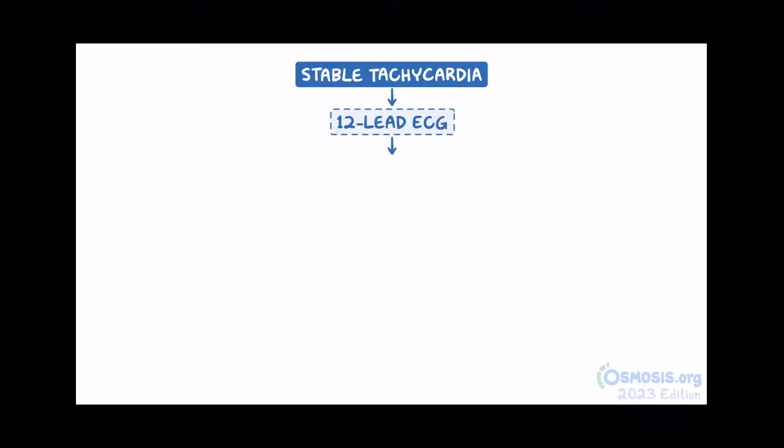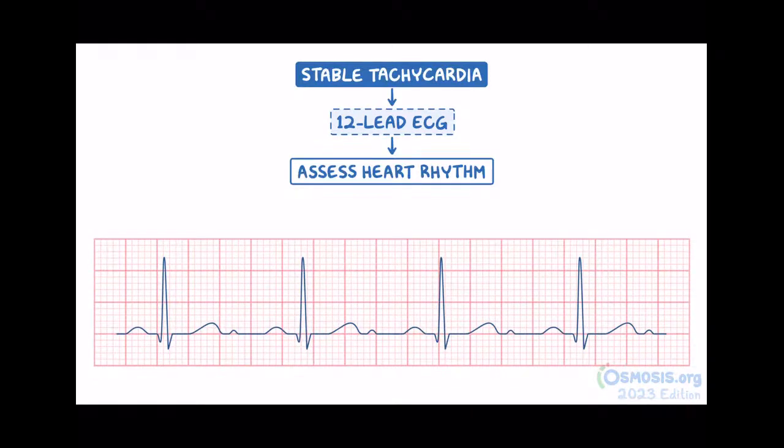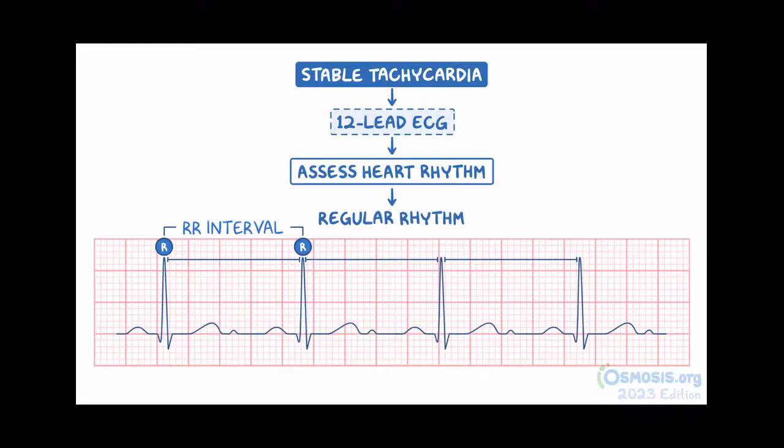Next, obtain a 12-lead ECG and assess the heart rhythm by evaluating the consistency of the intervals from one R wave to the next, which is the R to R interval. If the R to R interval is the same from beat to beat, this means that you're dealing with a regular rhythm.